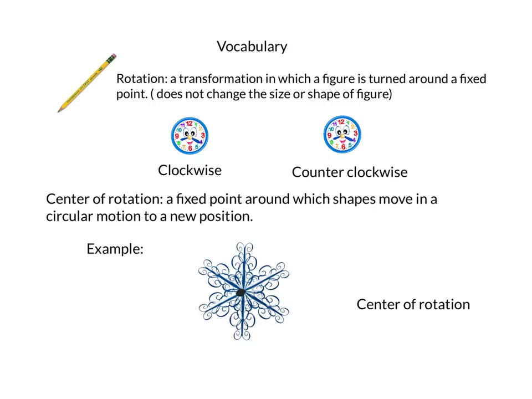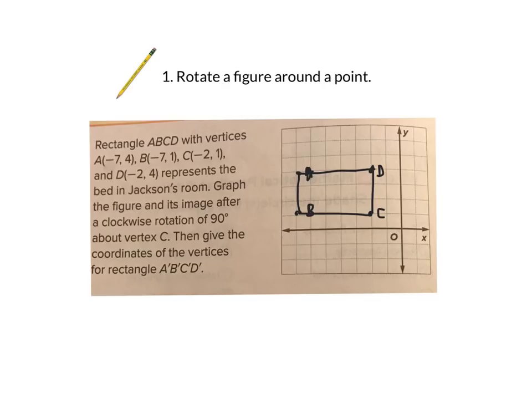So now that we know our vocab, let's see what today's lesson has in store for us. All right, so let's take a look at what it looks like to rotate a figure around a point. Here I have my rectangle ABCD graphed already on my coordinate plane. The question is asking me to graph the figure and its image after a clockwise rotation of 90 degrees about vertex C. Then give the coordinates of the vertices of rectangle A'B'C'D'. And again, those little dashes after mean the image. So here on the coordinate plane is the pre-image, and we're looking to see what the vertices are after. So it says I want to rotate 90 degrees around vertex C.